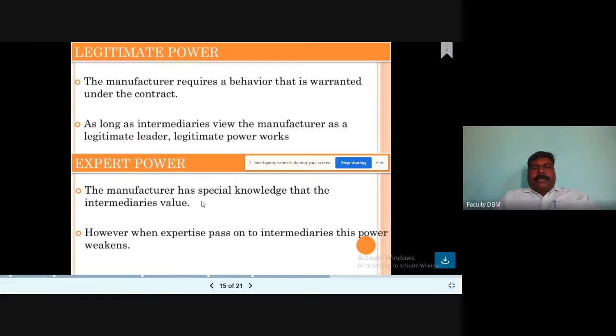Expert power. The manufacturer has special knowledge that the intermediaries value. However, when expertise passes on to the intermediaries, this power weakens.